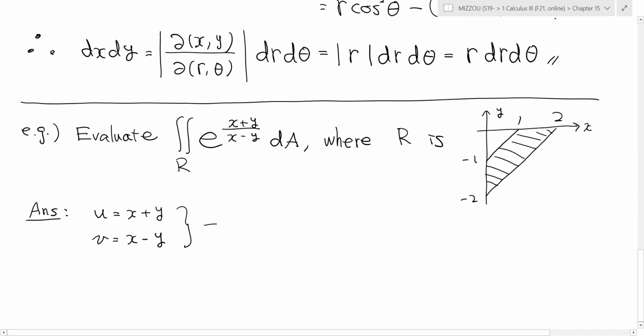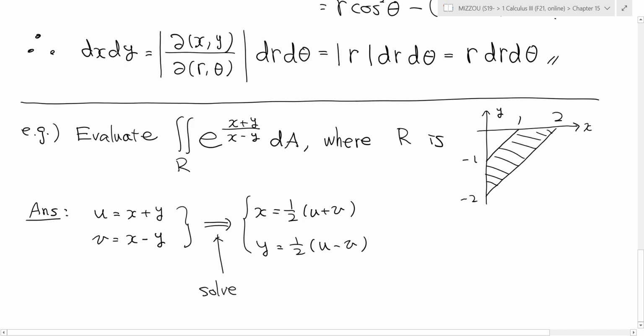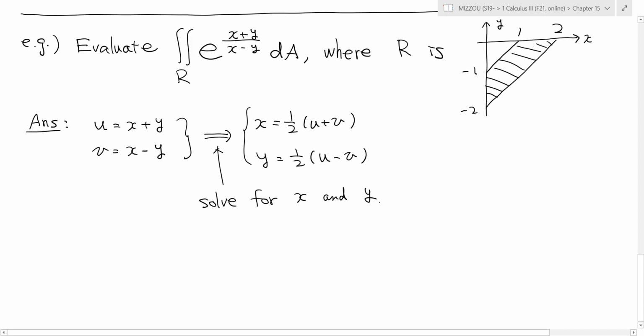So by solving this for x and y, you get x is equal to 1/2 (u plus v), and y is equal to 1/2 (u minus v). So this is your exercise: solve for x and y.